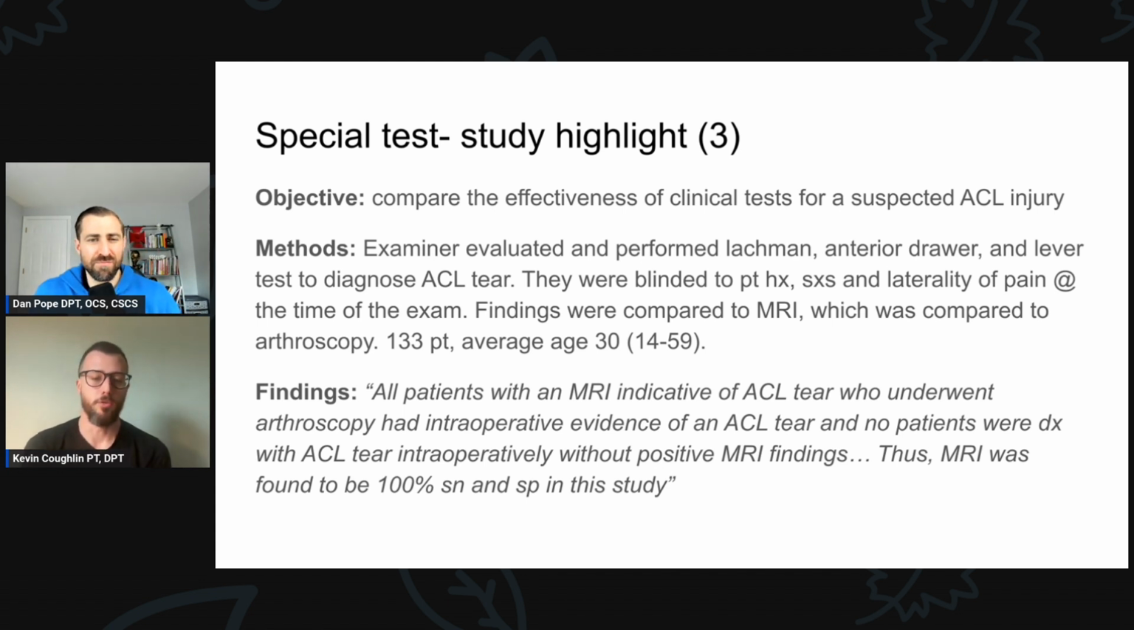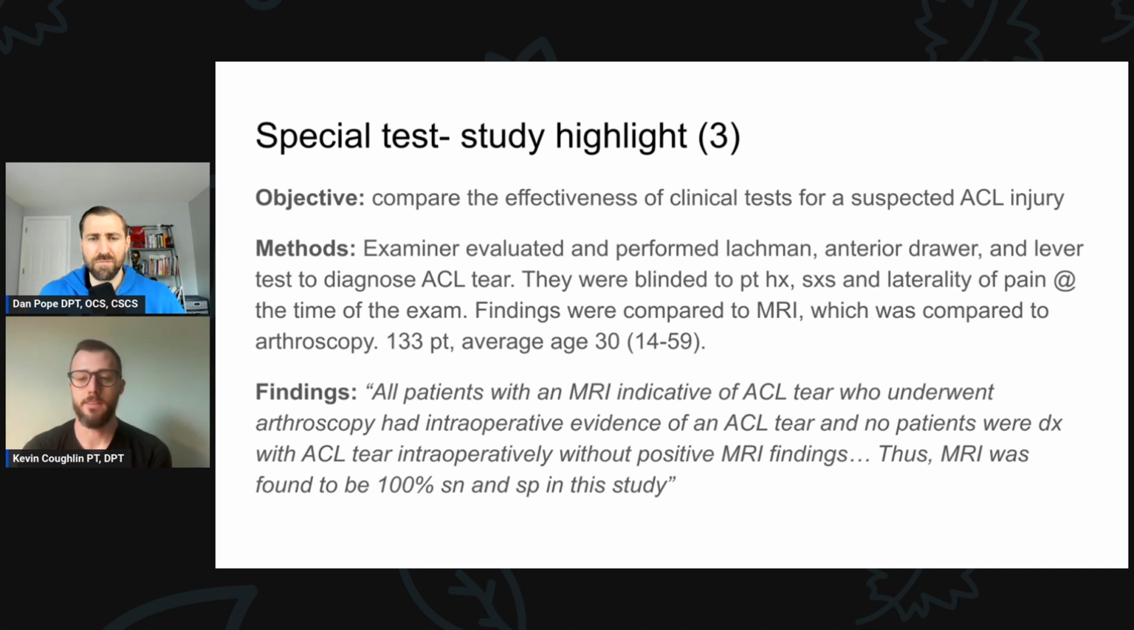And that's pretty cool. So the study had 133 patients. The average age was 30 years old, but there was a range of 14 to 59 years old. So just keep that in mind. A summary quote from the study in terms of the findings is that all patients with an MRI indicative of an ACL tear who underwent arthroscopy had intraoperative evidence of an ACL tear.